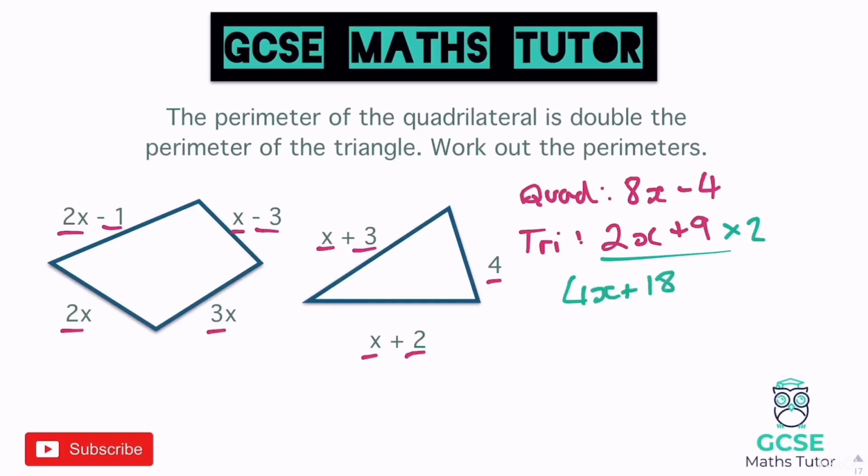Now because those two perimeters are now equal, we can set them equal to each other using an equation. So we can say this one here, the perimeter of the quadrilateral, 8x minus 4, is equal to this one here, double the perimeter of the triangle. So that's equal to 4x plus 18.